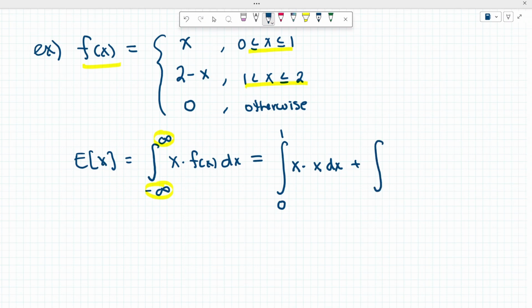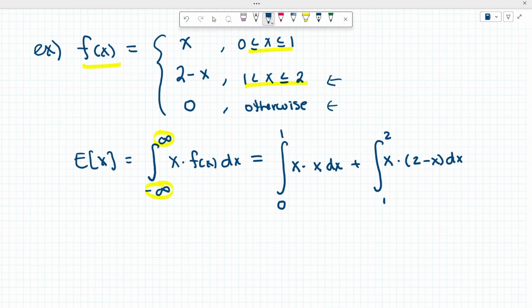Plus our next bound. We go from 1 to 2. This one over here. So now our function is 2 minus x. So by definition, we do our x multiplied by 2 minus x dx. And let's see what our last one is.